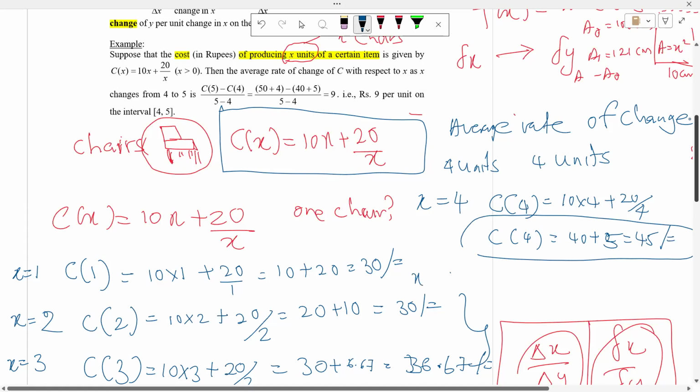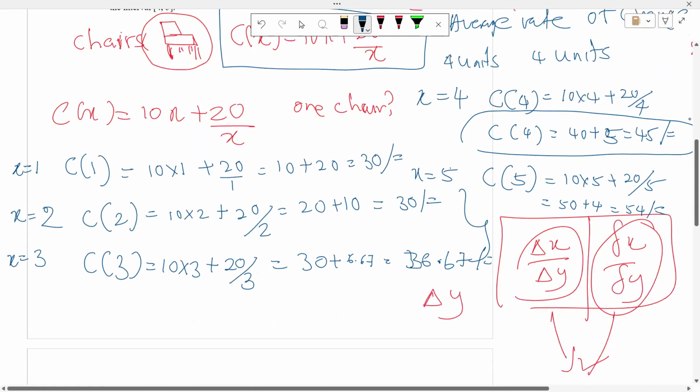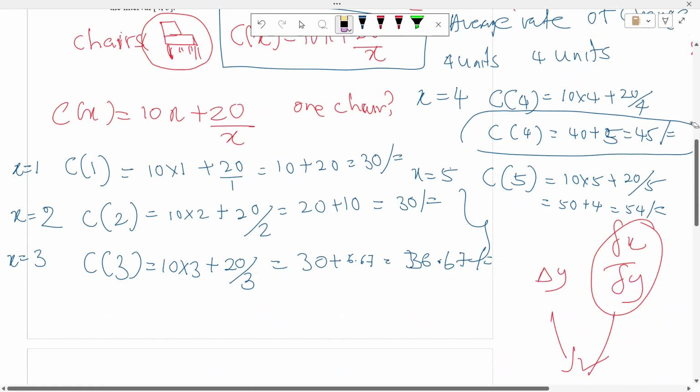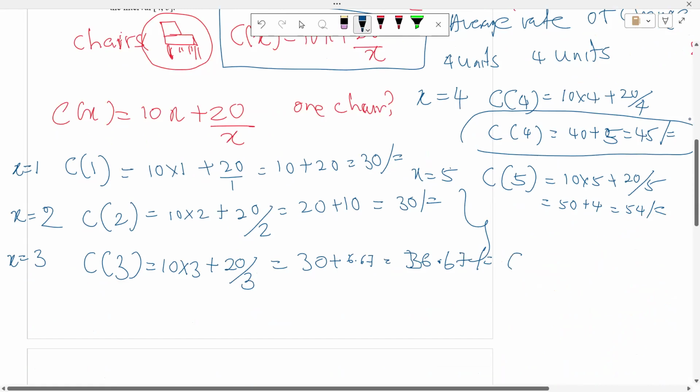Similarly, if I put x equal to 5, that is the cost of manufacturing 5 chairs, right? So 10 into 5 plus 20 divided by 5, then 50 plus 4, so 54 rupees. Now they are asking the average rate of change between 4 chairs and 5 chairs. So how can you find that out?